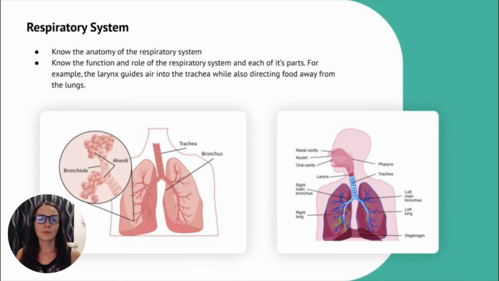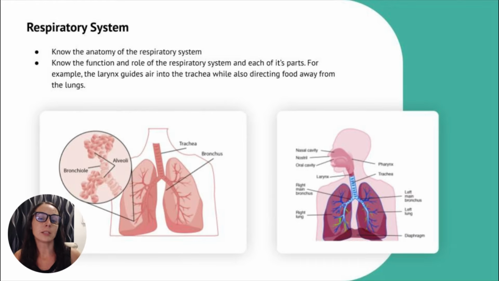Okay, next we're going to do the respiratory system. We're going to review some fundamental concepts of the respiratory system. It plays a crucial role in supplying oxygen to our bodies and removing carbon dioxide. You need to know the anatomy first off. It consists of several organs, including the nose, nasal cavity, mouth, larynx, pharynx, lungs, and diaphragm.